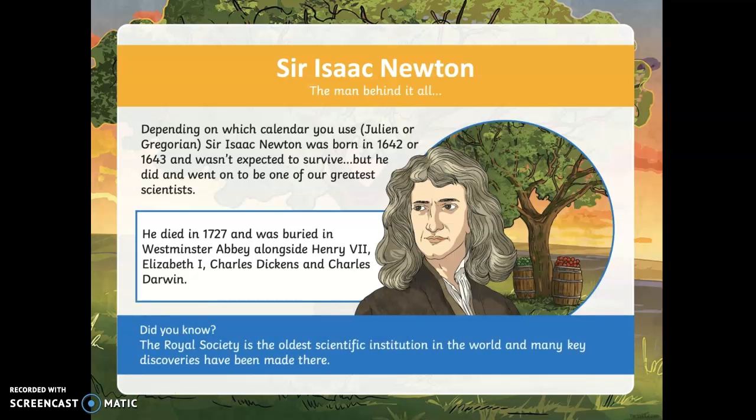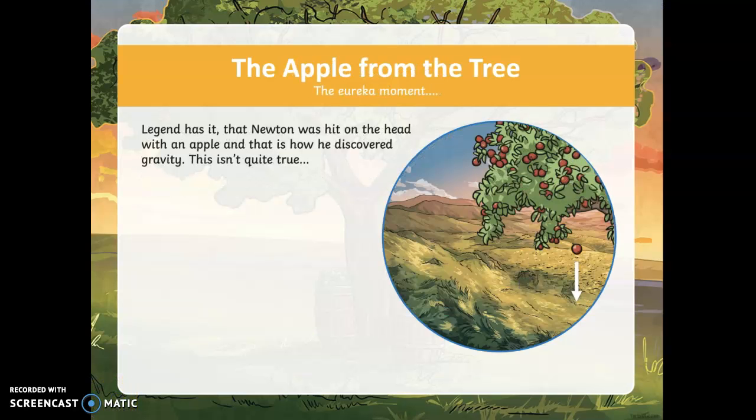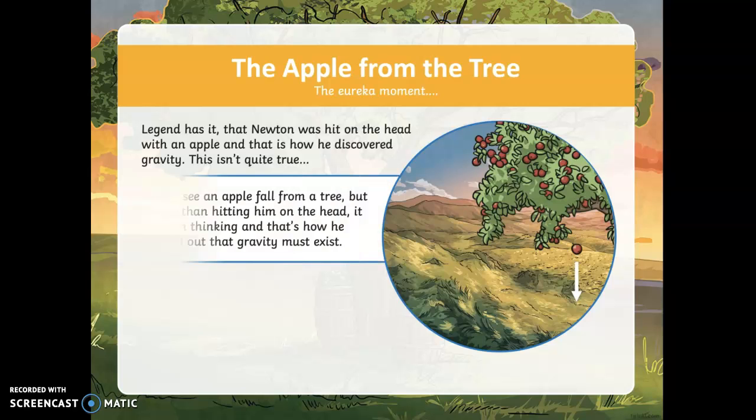Did you know that the Royal Society is actually the oldest scientific institution in the world, and many key discoveries have been made there? Now, as some of you may already know, Sir Isaac Newton's eureka moment involved an apple and a tree. And legend has it that Newton was actually hit on the head with an apple, and that is how he discovered gravity. However, this isn't quite true.